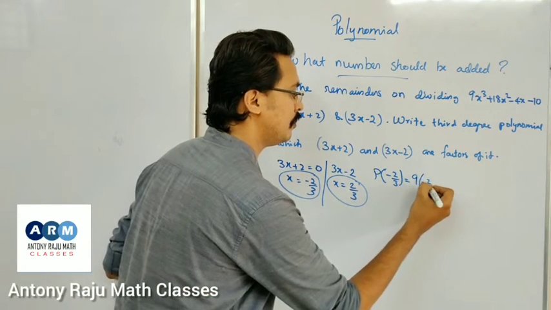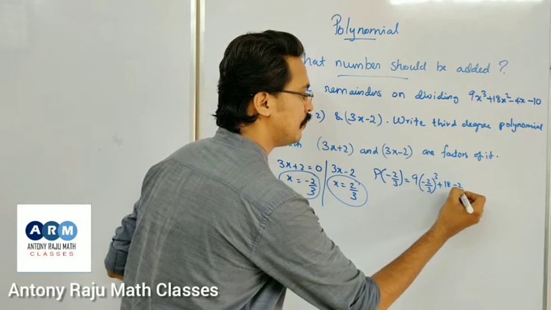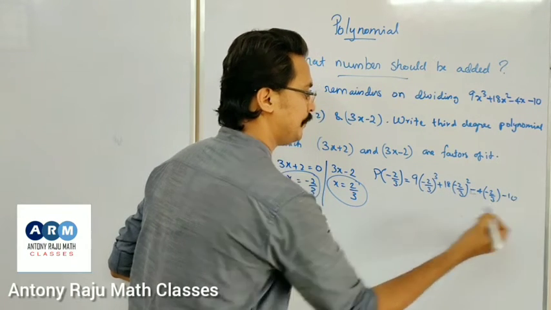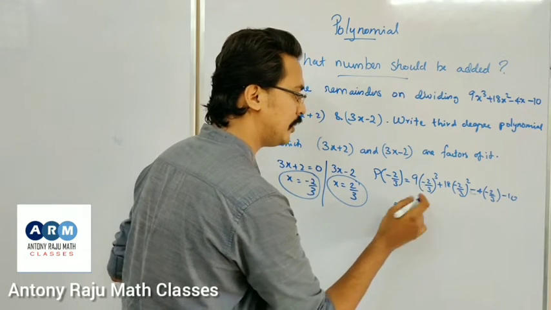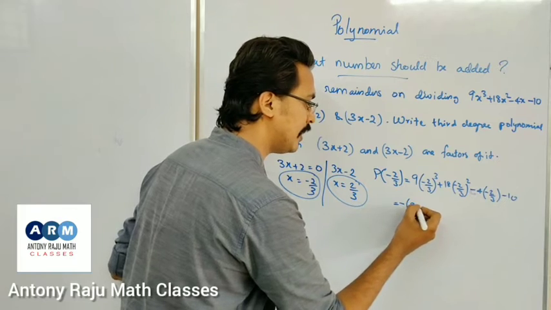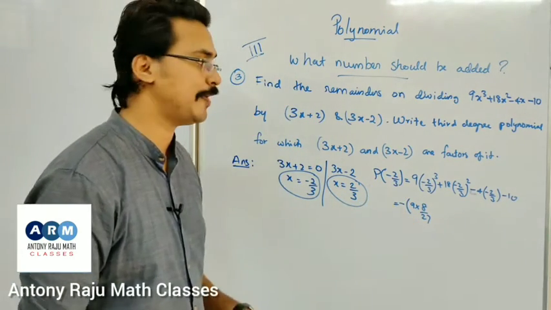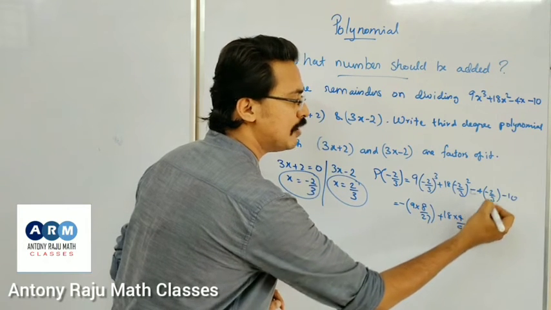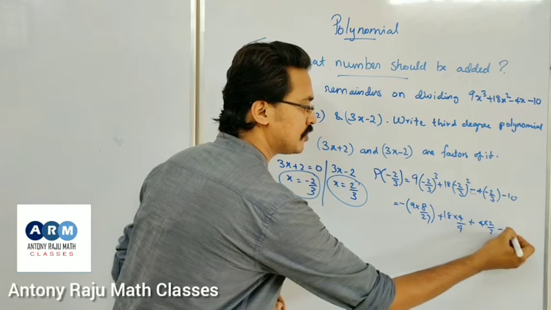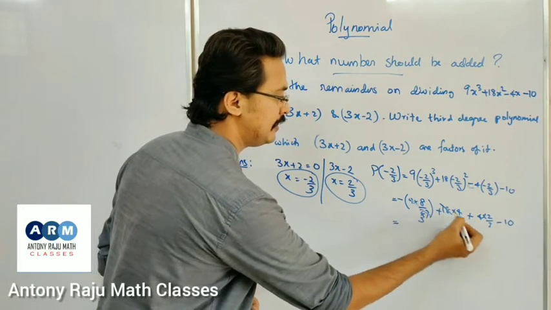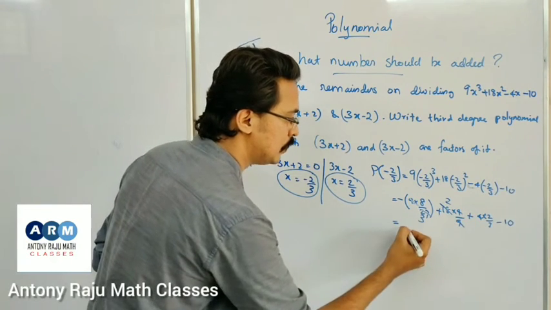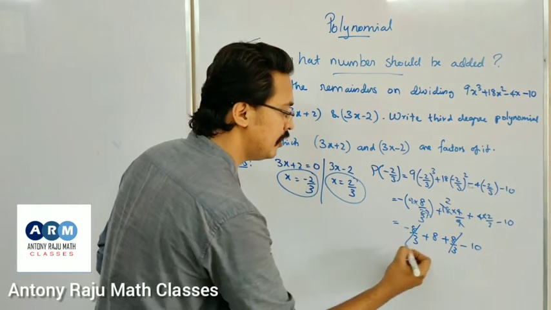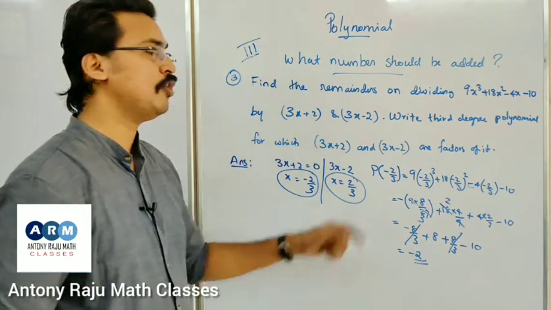That is 9 of minus 2/3 whole cube plus 18 minus 2/3 whole square plus minus 4 minus 2/3 minus 10. Solve, we will get 9 into negative 8/27. 2 cube is 8, 3 cube is 27. Plus 18 into 2 square 4, 3 square 9, minus of minus plus 4 into 2/3, minus 10. 9, 27, 3 times. 18 and 9, 2 times. So, minus 8/3, plus 8, plus 8/3, minus 10. Minus 8/3, plus 8/3, cut here. 8 minus 10 is minus 2. So p of minus 2/3 is equal to minus 2.